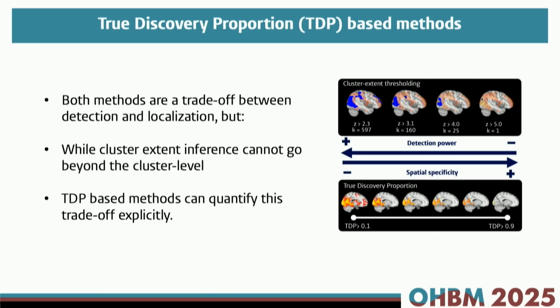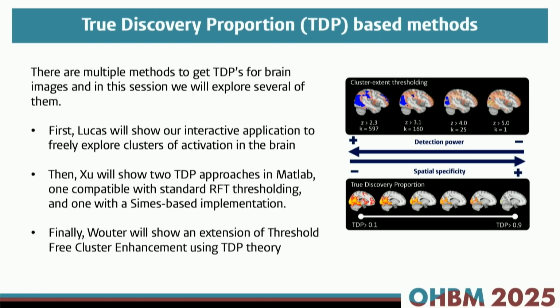So we can calculate the true discovery proportion for every cluster in the data that we have, directly stating how certain we can be that activation is there. And these true discovery proportions allow us to freely explore the data and go through all the clusters and provide true discovery proportions for every cluster that we find.